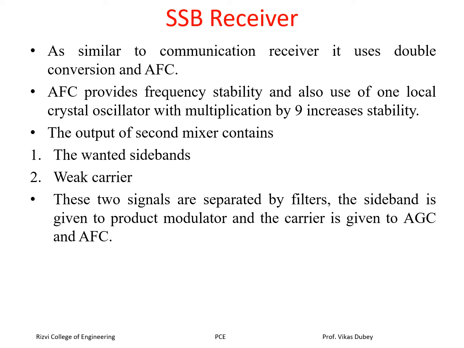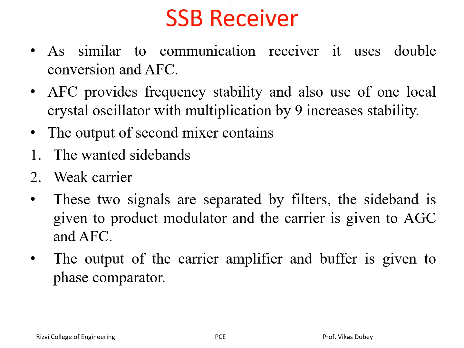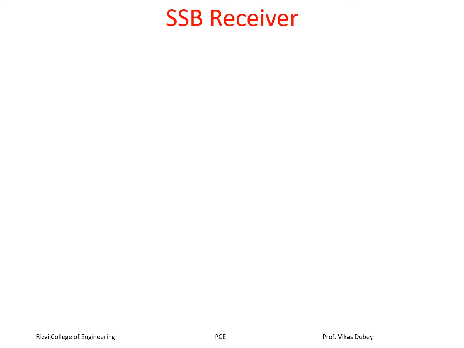So we have to separate the wanted sideband from the carrier. That's why LF sidebands are required. These two signals are separated by filters, which are sideband filters. The sideband is given to the product modulator, and the carrier is given to the AGC and AFC. So the carrier goes to the AGC, which is automatic gain control, and the AFC, automatic frequency control. The output of the carrier amplifier and buffer is given to the phase comparator, which compares the phase.